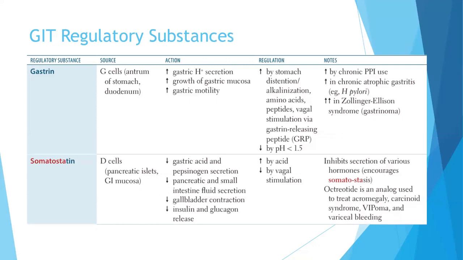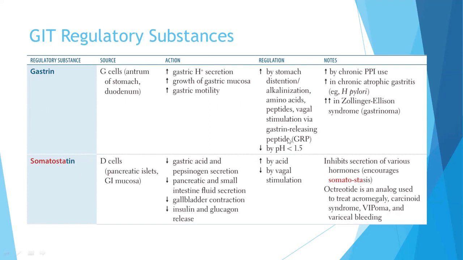Now let's talk about the G cells, D cells, and all. The gastrin is produced by the G cells of the stomach, and these are present in the antrum of the stomach and the duodenum. And the somatostatin is produced from the D cells, and the D cells are present in the pancreatic islets and the GI mucosa. The action of the gastrin is to increase the gastric acid secretion, the growth of gastric mucosa, and the gastric motility.